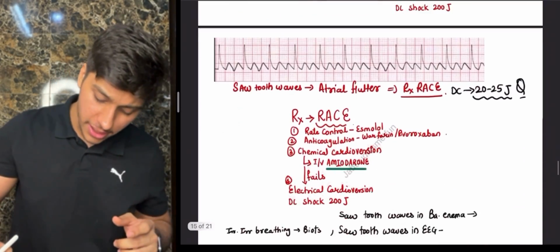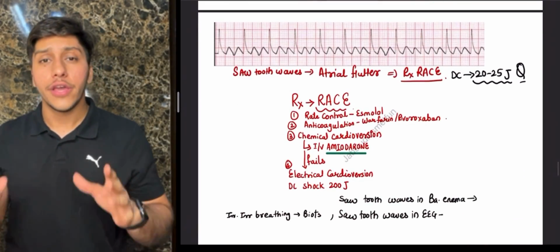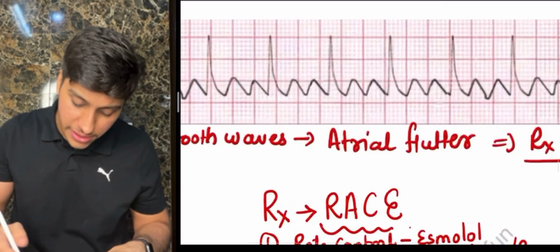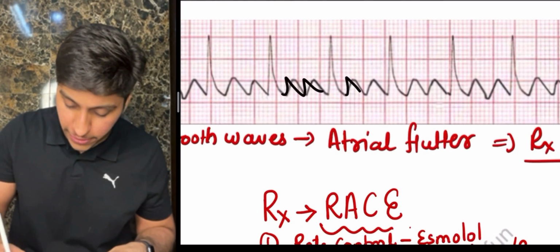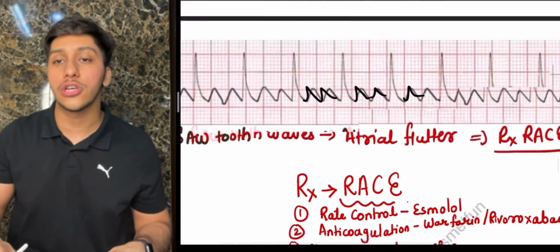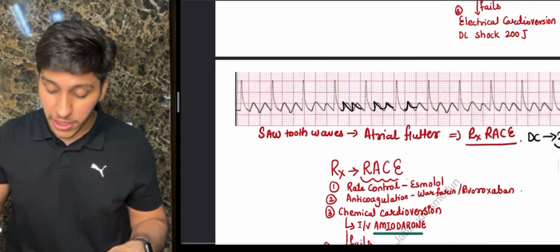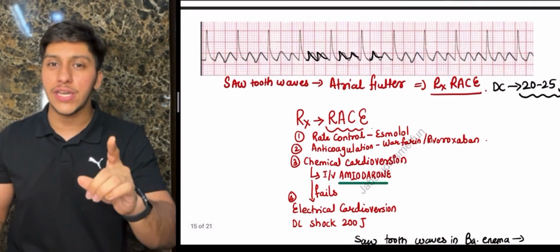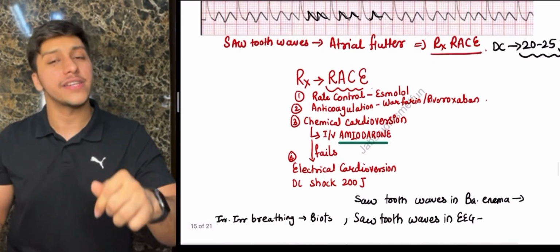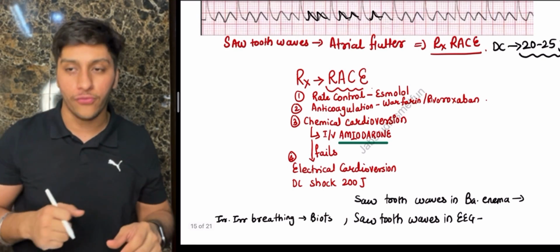Next condition, guys, is going to be atrial flutter. Atrial flutter, the classic thing which you will see is the sawtooth pattern. A classic feature which you see is your sawtooth pattern. Okay, so let's talk about all the sawtooths which you see in medicine. Sawtooth pattern in ECG, very good, atrial flutter.